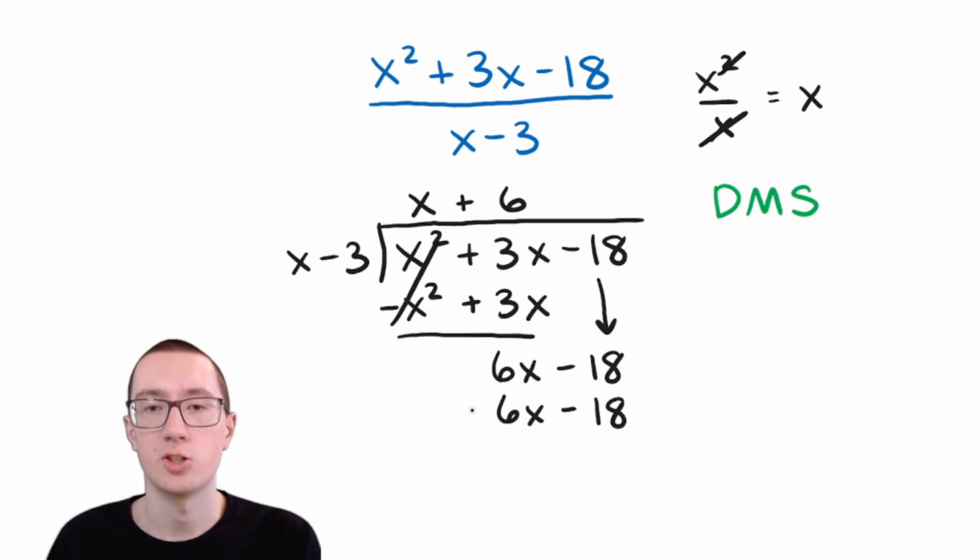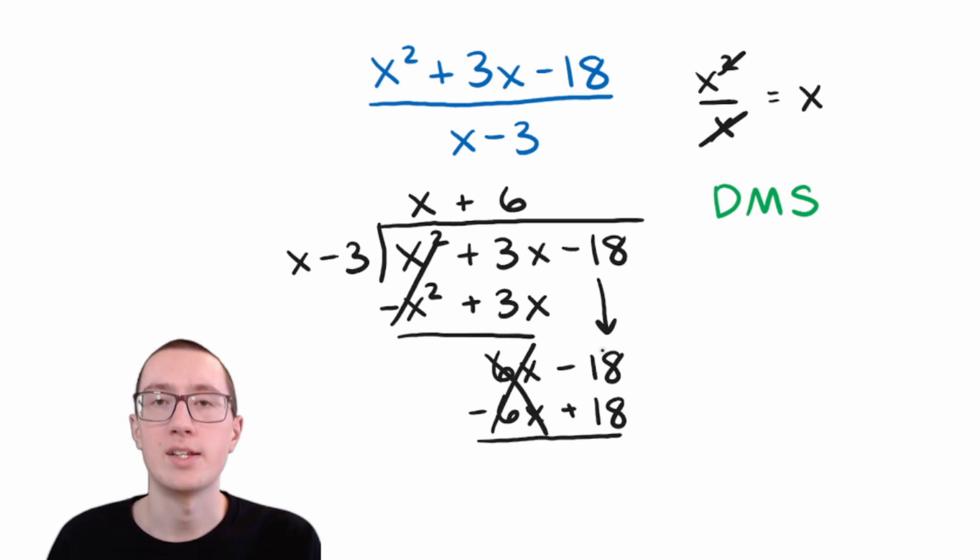We're going to change all the signs here at the bottom. So 6x minus 6x, those cancel out. And minus 18 plus 18, those cancel out as well. That just leaves us with 0. Now we've finished all of our terms here, so we're done with the problem.